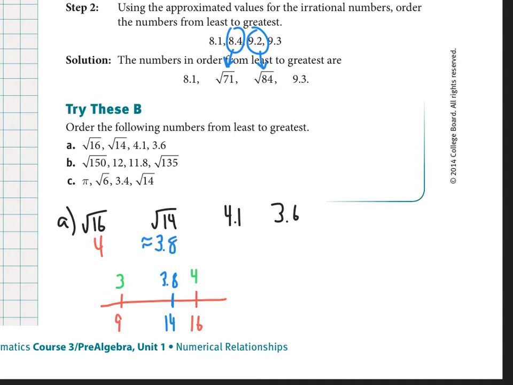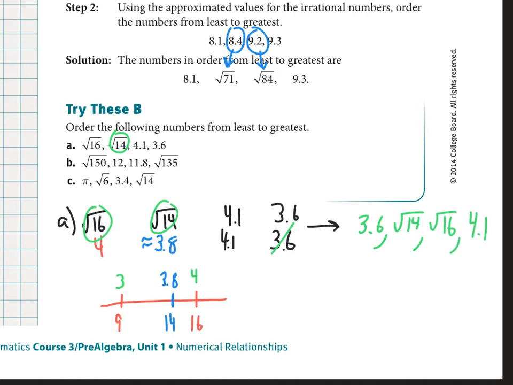And of course, you could use a calculator if we had to be a little more precise. But now that we have all the numbers in decimal format, it should be a little easier for us to order them, right, from least to greatest. So the smallest number in our list was the 3.6. Okay, then we had the 3.8, which was our estimate of the square root of 14. I want to write it as the square root of 14 because that's the way it was given in the problem. I don't want to write the 3.8. Then the next number was the square root of 16, which we knew equaled 4, and then 4.1.